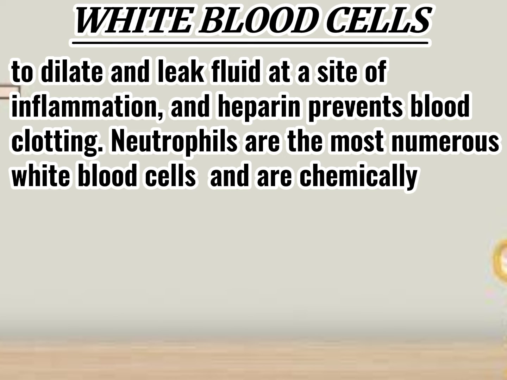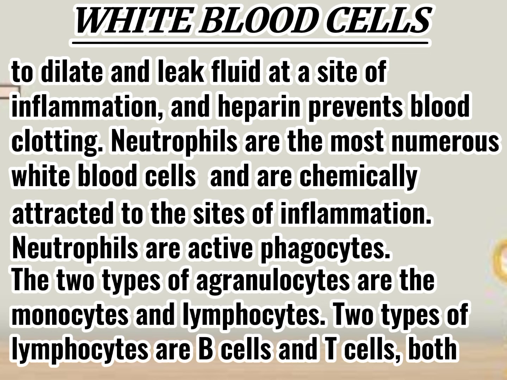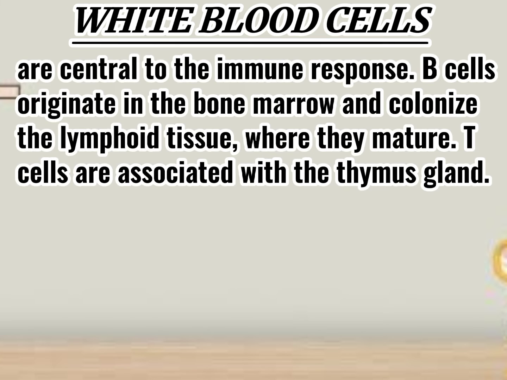Neutrophils are the most numerous white blood cells and are chemically attracted to the sites of inflammation. Neutrophils are active phagocytes. The two types of agranulocytes are the monocytes and lymphocytes. Two types of lymphocytes are B cells and T cells. Both are central to the immune response.